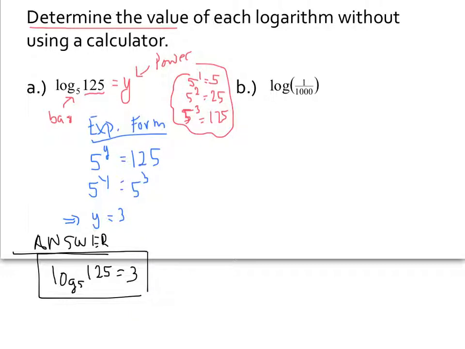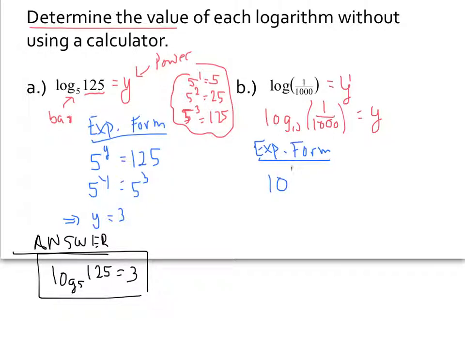Alright, so here's how I would do the second one. Again, I would set this equal to y. I haven't told you this yet, or maybe I have in a previous video, but sometimes we're a little lazy. This expression here on the left really means log base 10, but we ignore the 10. We don't write it anymore. So whenever you see log by itself, it means log base 10 is equal to y. So now we write this in exponential form. The base is 10, the power is y, and it's 1 over 1,000.